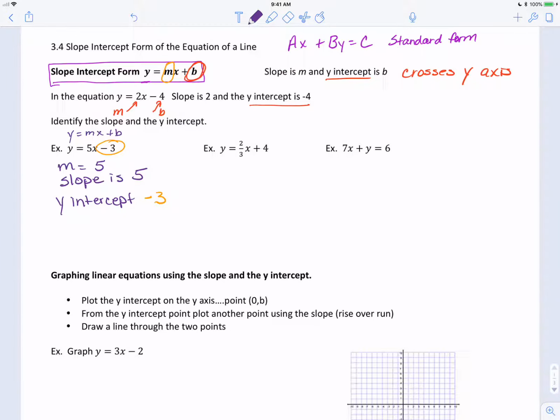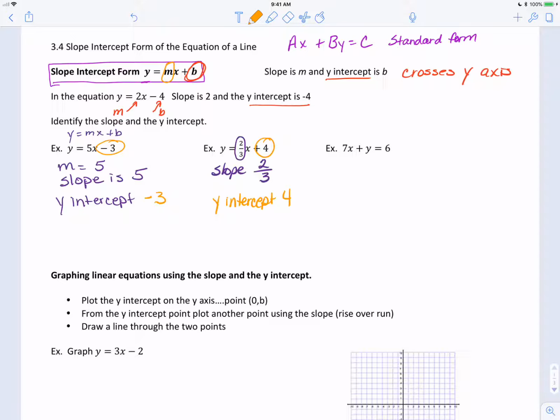What about in this case? Y equals 2/3 x plus 4. What's m in this case? What is my slope? Slope here is the number in front of the x, so 2/3. The y-intercept is this positive 4 at the end.